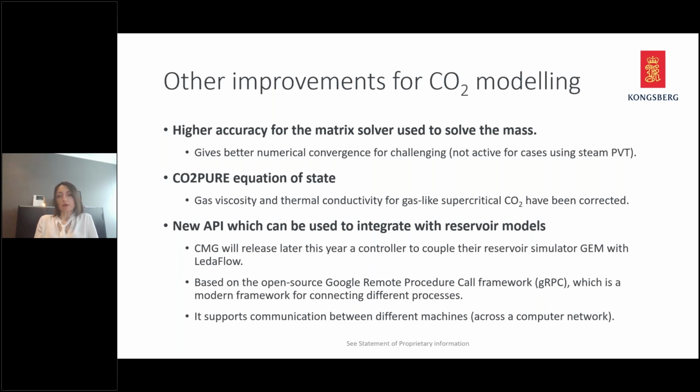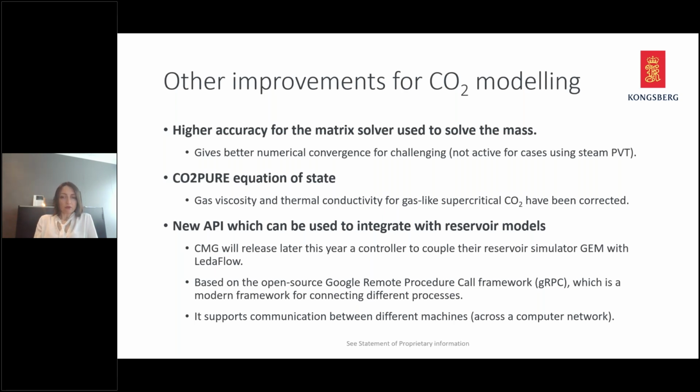We have also applied a correction on the gas viscosity and the thermal conductivity for gases like supercritical CO2. This is because the properties for the vanishing phases couldn't be trusted when using the equation of states for the CO2 pure model.